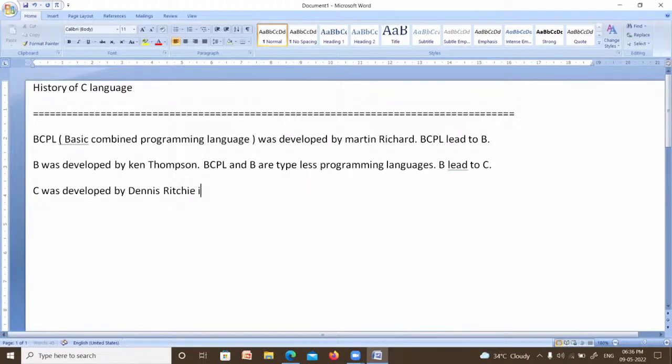In 1972 at AT&T Bell Laboratory, on a Unix machine. The computer which is having Unix operating system, on that machine, C language was developed. This is the simple history of C programming language. Now I will explain this.